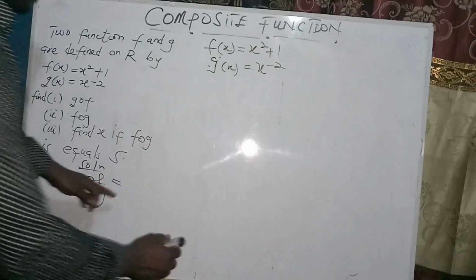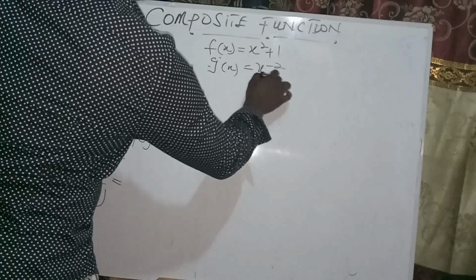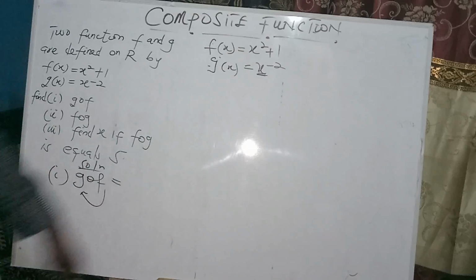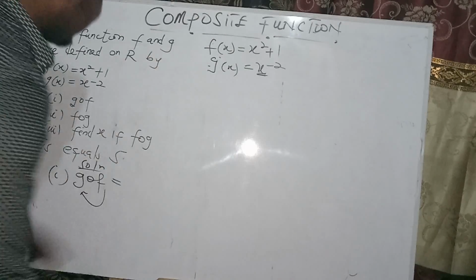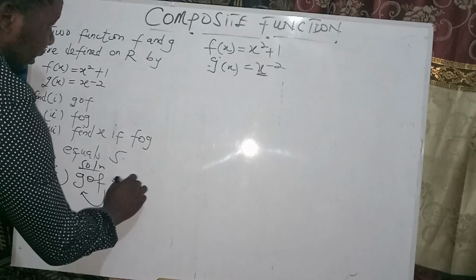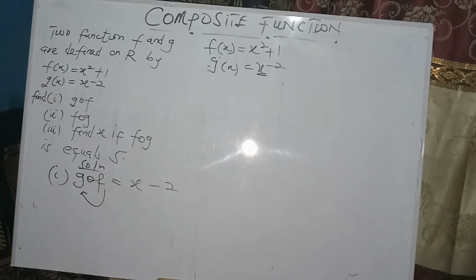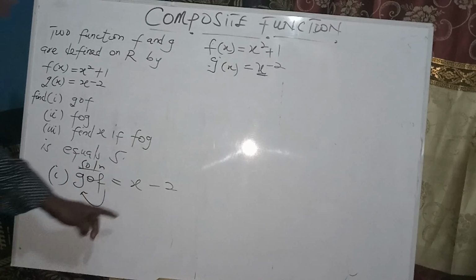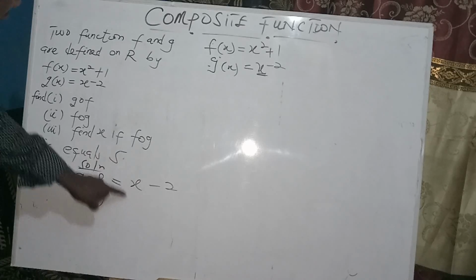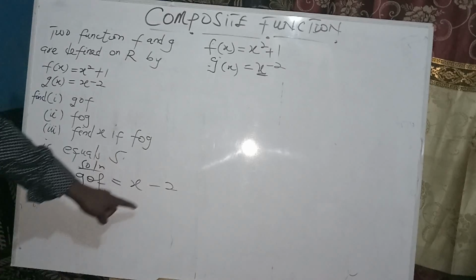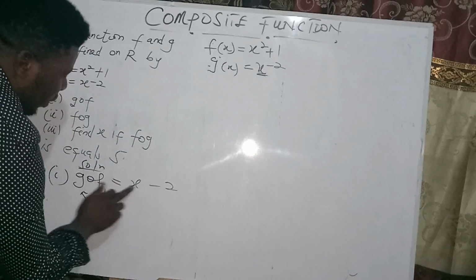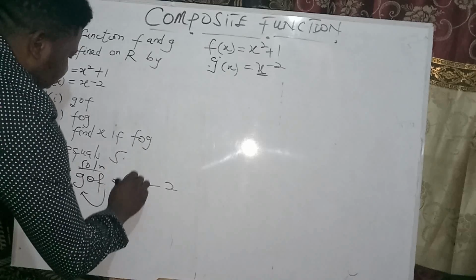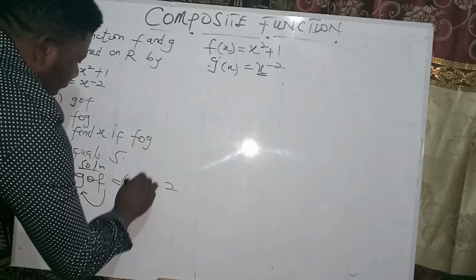So wherever we see the x part of it, that is where we replace it with the whole of f. The g function is what we are using: this is x minus 2, this is g of x. But they say find g of f, so wherever we see x in the g function, we replace it with f. So now it's no more x here, but rather x squared plus 1.